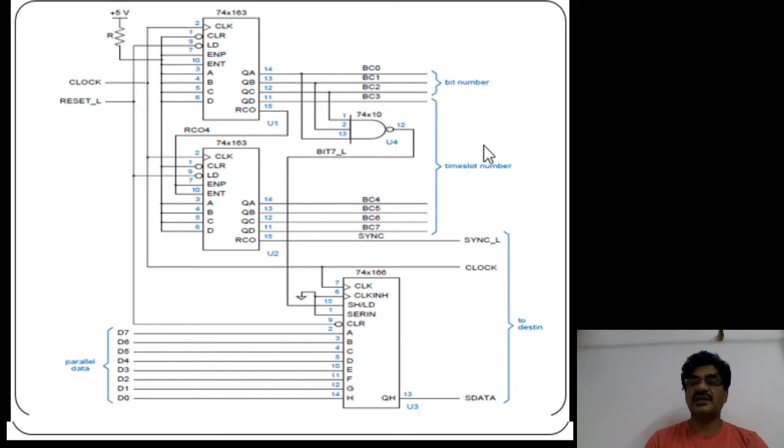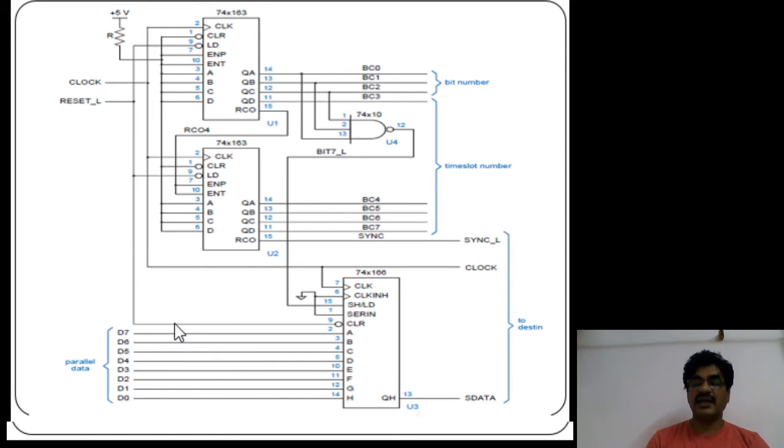You know each time slot consists of 8 bits. Out of 8 bits, which bit is transmitting is represented through the LSB 3 bits. And the 8-bit counter RCO output, that is the second IC's RCO output, is used as the sync signal. The purpose of the sync signal is to represent when the frame, or time slot 0, starts. So this is the block diagram at the source module.